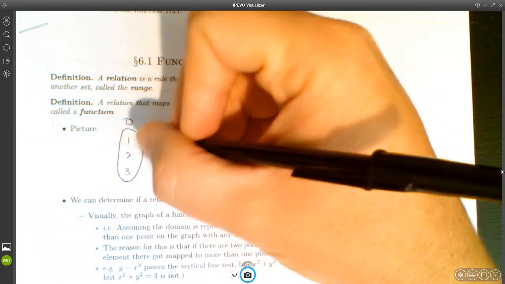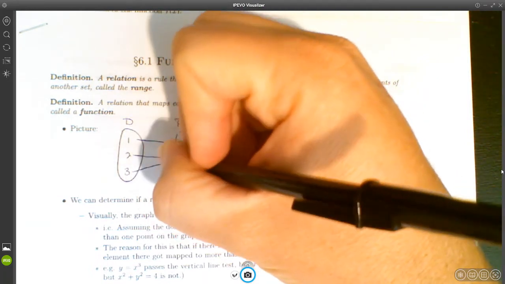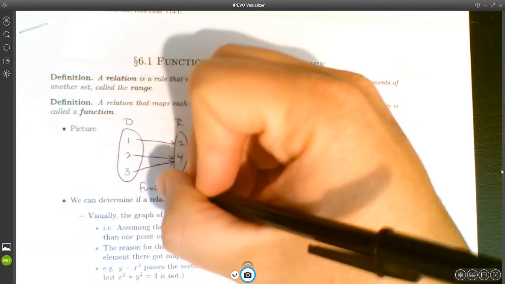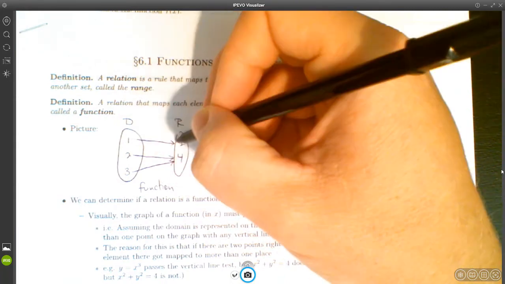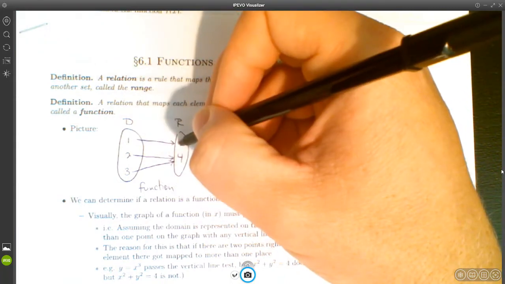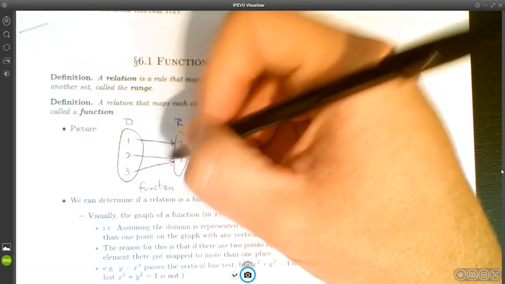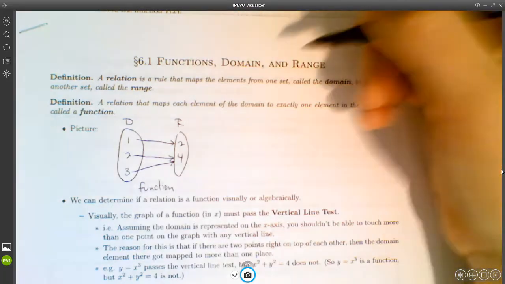If you have some kind of relation that maps 1 to 2, maps 2 to 4, and maps 3 to 4, this is a function. Because each element in your domain is being mapped to only one element in the range, right? So 1 is getting mapped to 2 and only to 2. 2 is getting mapped to 4 and only to 4. 3 is getting mapped to 4 and only to 4, right? So this is a function.